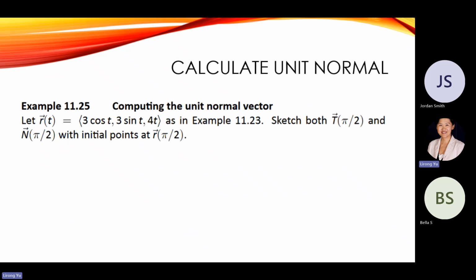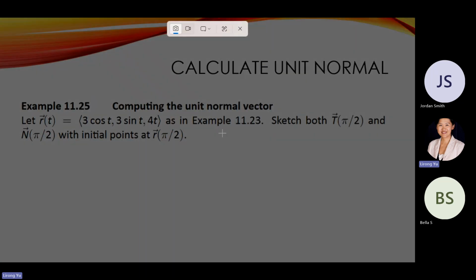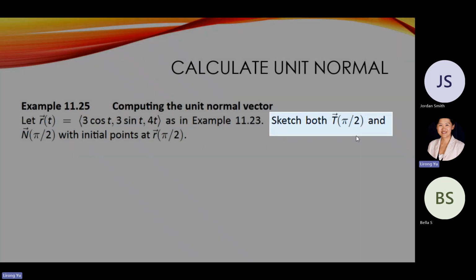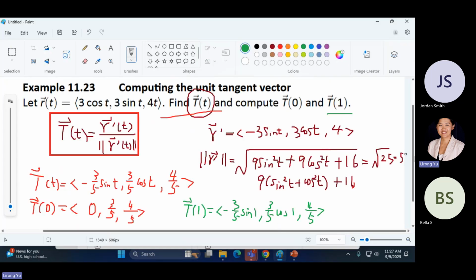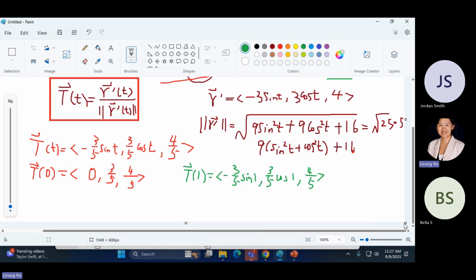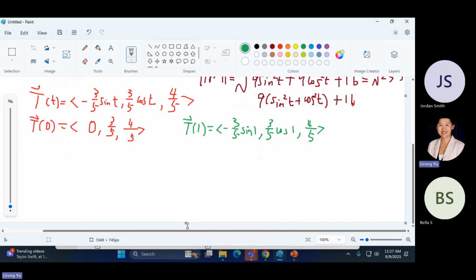The good thing is we have already done this function in the previous example, so maybe that will save us some time on the computation. Same example, so we have the same function. We already have the tangent vector, so now let's do the normal vector. This will be the derivative. The normal vector notation is N of t.